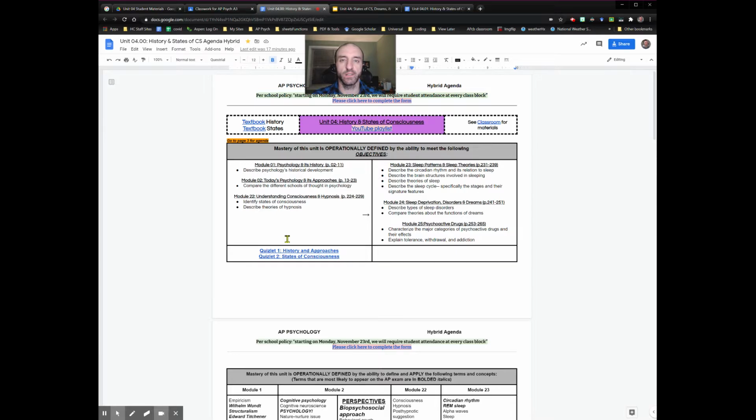First, I have open here the agenda for this unit, with the outline of important links, objectives, and terms. You can see right here the objectives for the unit, which you can find in the textbook. I have linked here the history and approaches, and here is the states of consciousness. These are two related topics because the origins of psychology largely begin with states of consciousness, so we do them together, and they're both kind of short.